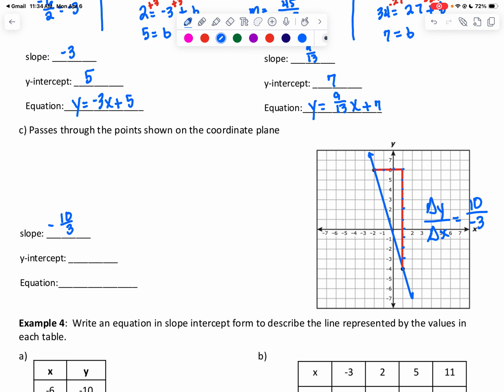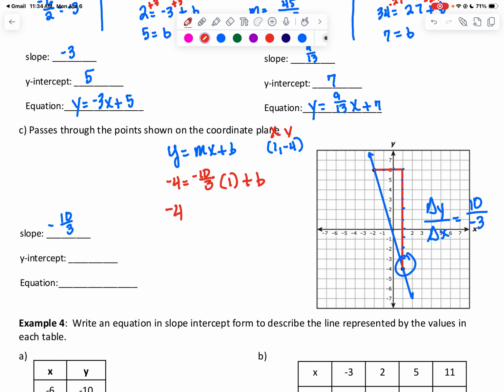Now, the slope was easy to find. To find the y-intercept, we'll have to use y equals mx plus b. So I must choose one of those 2 points to use. I'll use the bottom point, which is at 1, negative 4. So let me write that down. I'm going to write down the one I want to use. You could use the top one or the bottom one. It doesn't matter. You'll get the same answer either way. Put an x here, y here. So negative 4 equals negative 10 over 3 times 1 plus b.